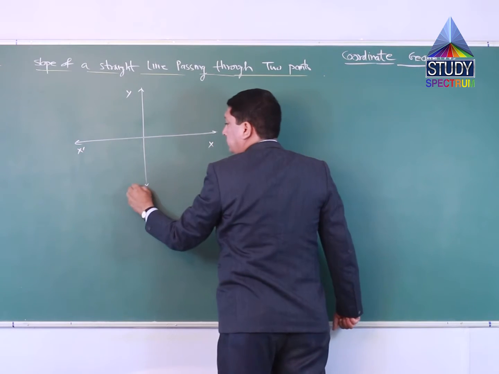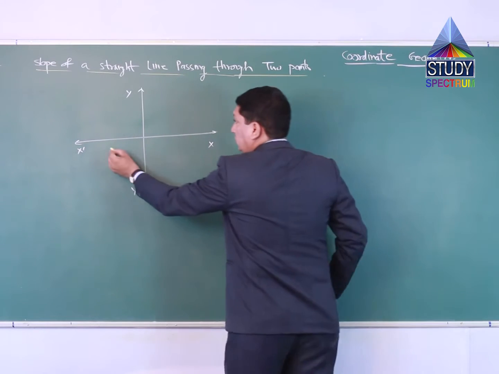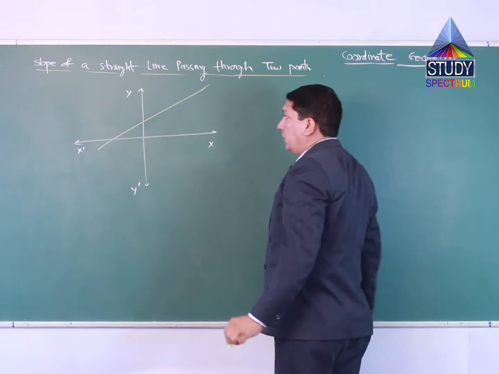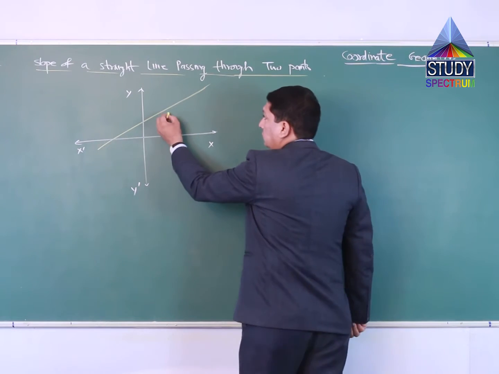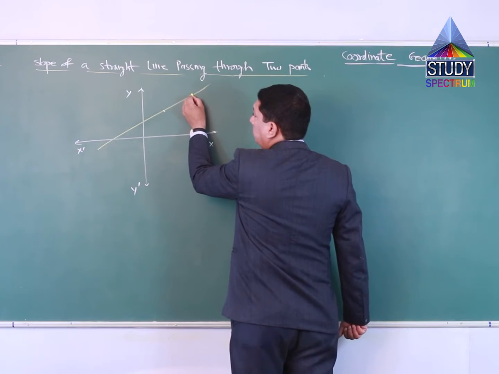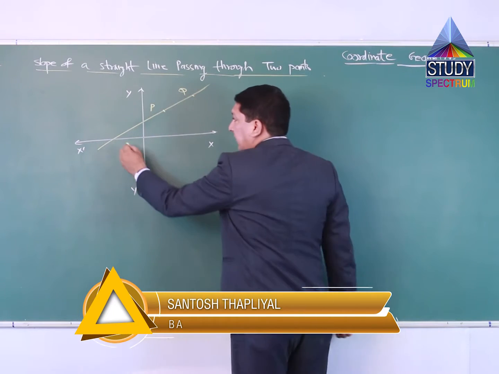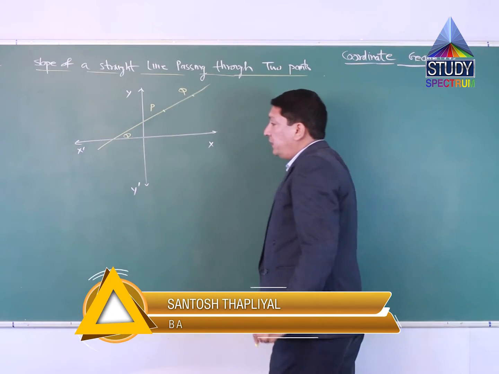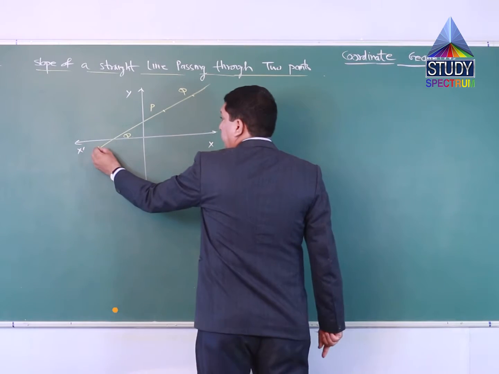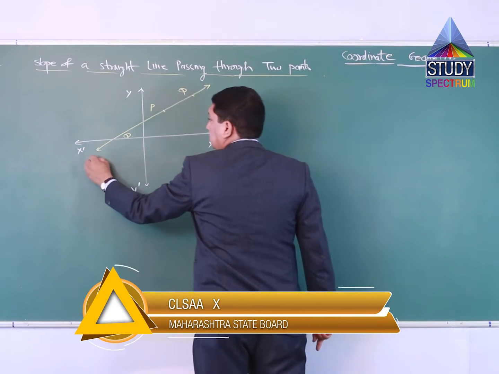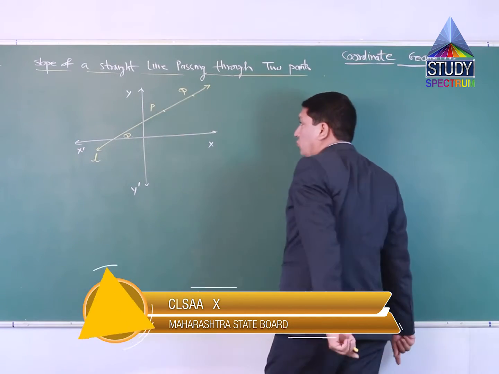XY. So I'm drawing a line. This is your line. Now in this line, there are 2 points. Points are P and Q. This is a point P, point Q. And say this angle is theta. We need to find out slope of this line L in terms of coordinates. What we are doing is, we are finding out slope of a line in terms of coordinates.